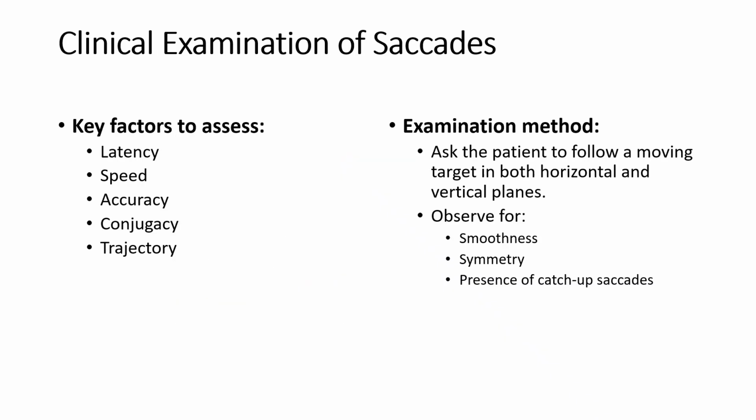Clinical examination of saccades. Key factors to assess are latency, speed, accuracy, conjugacy, trajectory. Examination method. Ask the patient to follow a moving target in both horizontal and vertical planes. Then observe for smoothness, symmetry, presence of catch-up saccades.